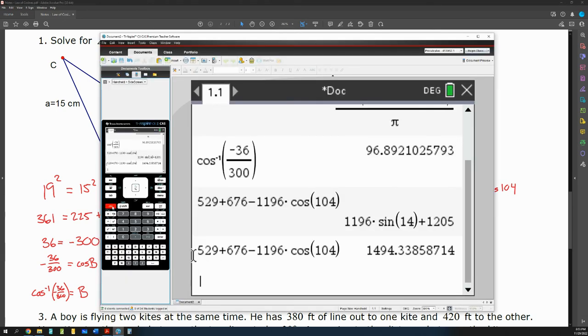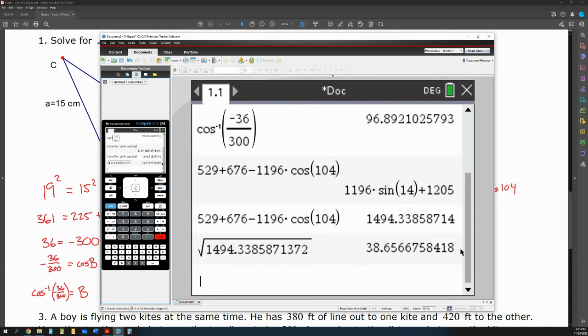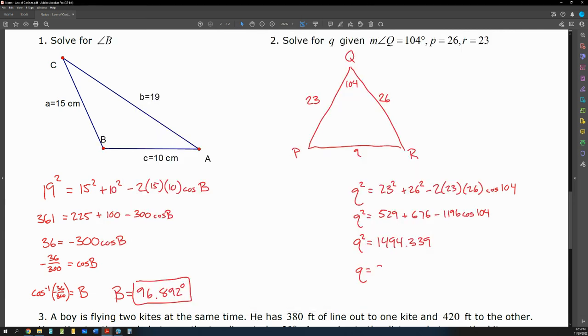I'm going to hit Control and the x squared key to get my square root. And then I'm going to just square root the answer that we just got up here, the 1494. I do that by hitting Control and then the negative key, and then hit Enter. We get 38.657, rounding. Okay, so 38.657. We don't have any units here, so I'm just going to write units. Okay. All right, so that's side length Q.